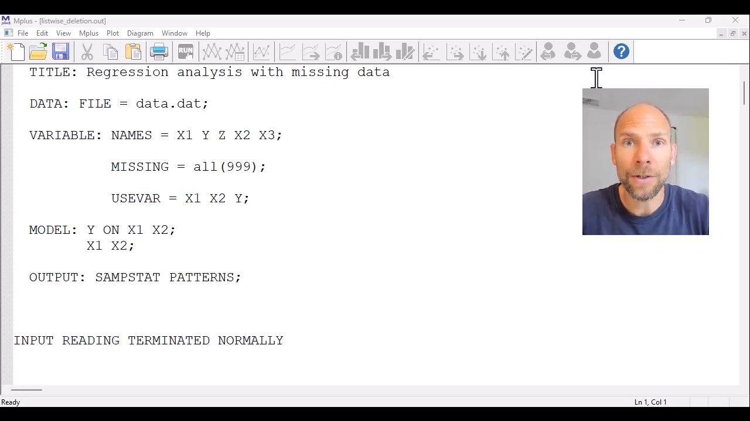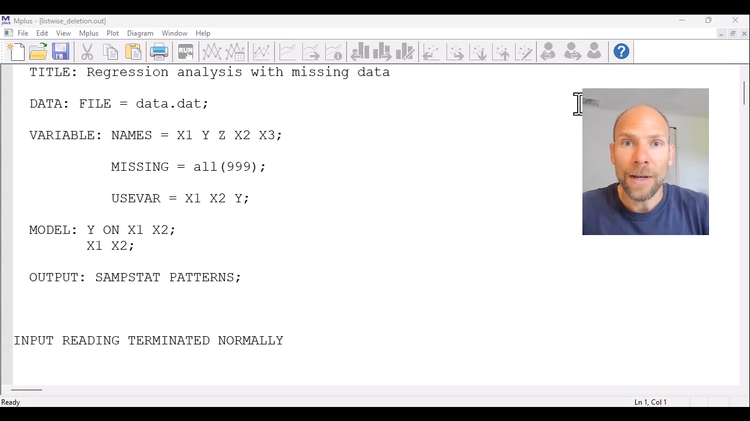In this video, I want to talk about how you can obtain listwise deletion with missing data in the Mplus software, and also what the Mplus defaults are for missing data analysis, and whether you should actually use listwise deletion, and under which conditions you might want to do this or not.